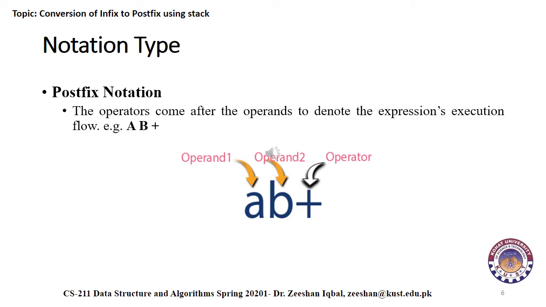In the last type of notation, known as postfix notation, the operators come after the operands to denote the expression execution flow. For example, AB plus. As we can see in the figure, the plus symbol is after the two operands, A and B. So the expression becomes AB plus.